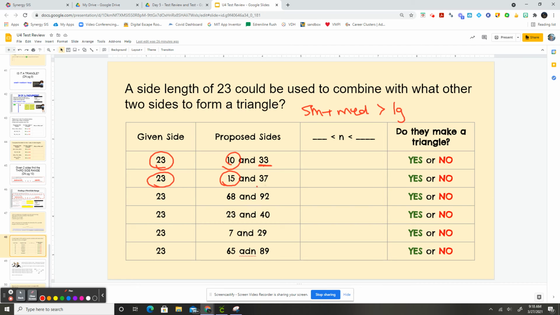Small plus medium is bigger than large, over and over for each set of sides. Typo, that should be an and. Okay, you've got to get all of them right in order to get any of it right. It's tough. I hope that helps, ladies and gentlemen.